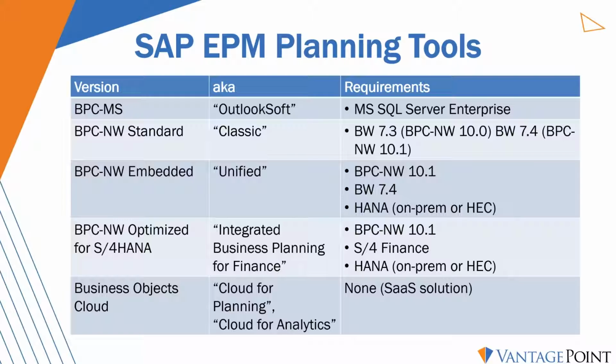The requirements for the optimized solution, certainly it is a BPC NetWeaver 10.1 implementation. It does require that the customer has the S4 Finance ERP solution in place, which means you're going to be sitting on top of HANA, whether that's delivered in on-prem mode or, again, in the HANA Enterprise Cloud. Last product on the tool list is the Business Objects Cloud, formerly known as Cloud for Planning or Cloud for Analytics. Project White Shark was the original name.